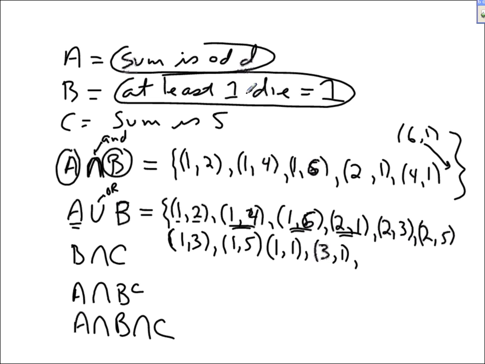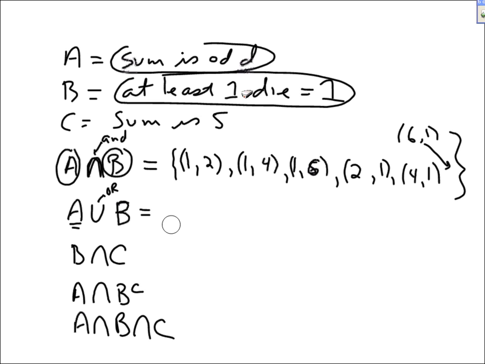The question is, did I make a mistake somewhere? Oops. Let's try this again. Especially if I made a mistake, let's just redo it. You can have the sum is odd. Yeah, I probably didn't make a mistake. And if the sum is odd, you can have a 1 with a 2.